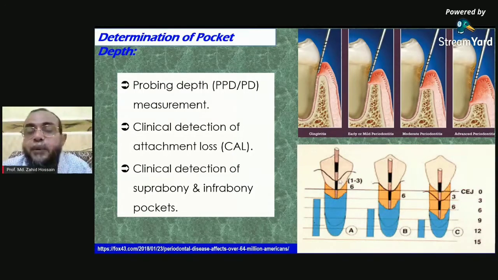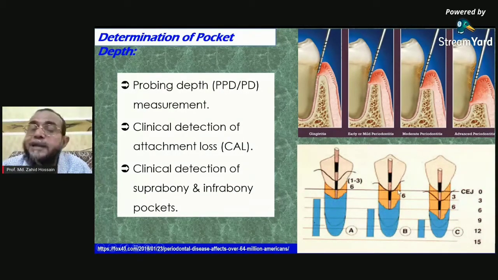So when you insert the probe, you will find 6 millimeter. You have to deduct 3 millimeter, the normal depth, and you will find the actual clinical attachment loss. So the formula without recession is: probing depth minus normal sulcular depth equals clinical attachment loss.